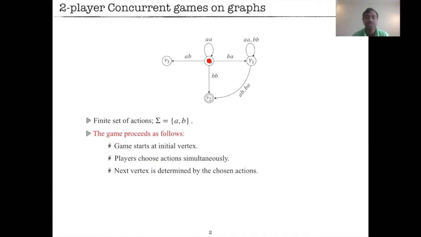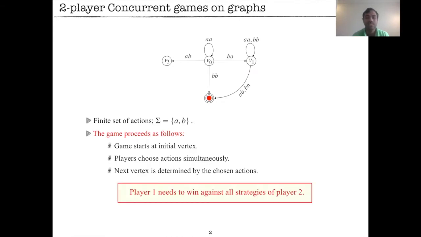For example here at V0, if the first player chooses B and the second player chooses A, then the word formed is BA and the game will go from V0 to V1. Similarly, at V1, if the first player chooses A and second player chooses B, or vice versa, in both the cases, the word formed is either AB or BA respectively. And in both the cases, the game will move from V1 to V2 and so on. We say that player 1 wins the game if he can ensure his win against any strategy for player 2. Examples of winning objectives are reachability, safety, etc.